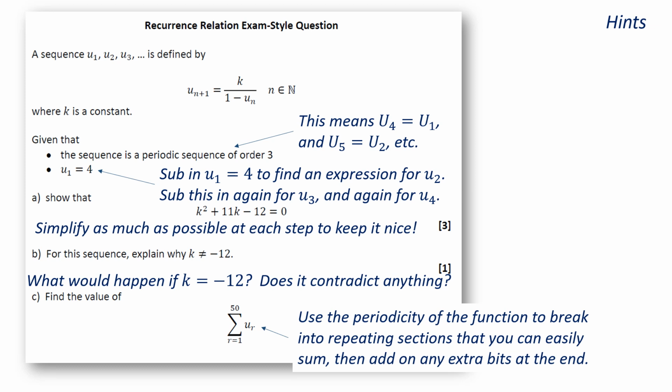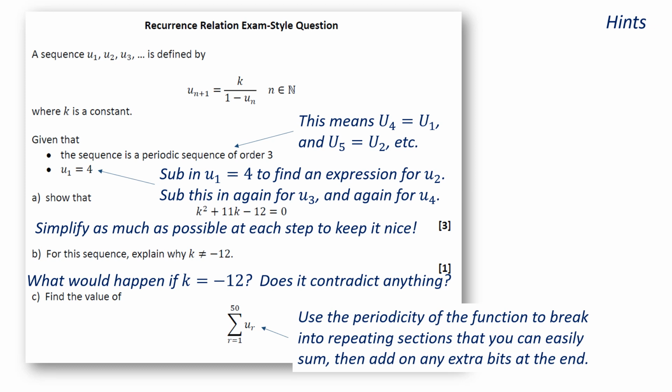Now, in part B, after you've presumably solved the quadratic equation, I'm guessing that k equals minus 12 will be one of your solutions. And I suppose that must mean that the other solution is the valid one. But they're asking you to explain why k equals minus 12 is not a valid solution. And that's a little bit subtle. You'll have to think about what would happen if k was minus 12. Think of it a bit like a proof by contradiction.